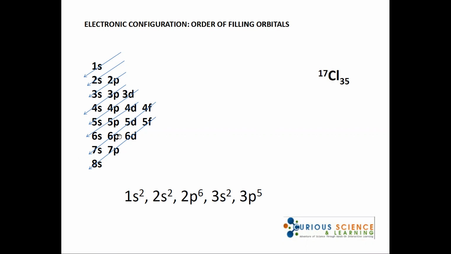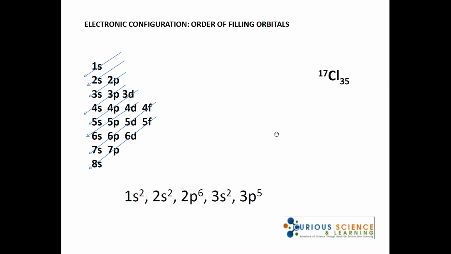Up to 3s2 you can fill, and after 3s2 you have 5 electrons left. That will go to the p. P can hold a maximum of 6 electrons, but you have only 5 remaining, so only 5 electrons will go to 3p5. So 1s2, 2s2, 2p6, 3s2, and 3p5 is the electronic configuration of chlorine.